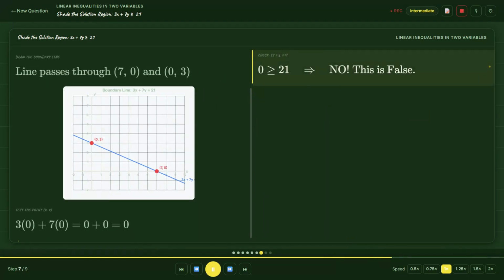We got 0. Is 0 greater than or equal to 21? No way. 0 is much smaller than 21. So the point 0, 0 does not belong in our answer region.